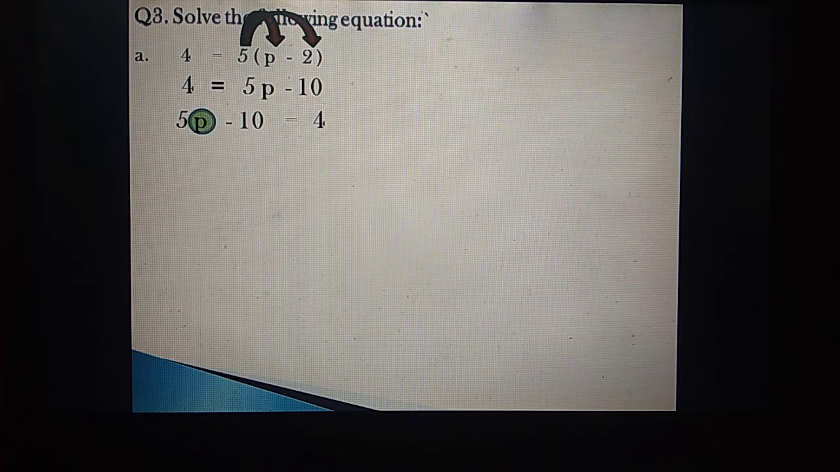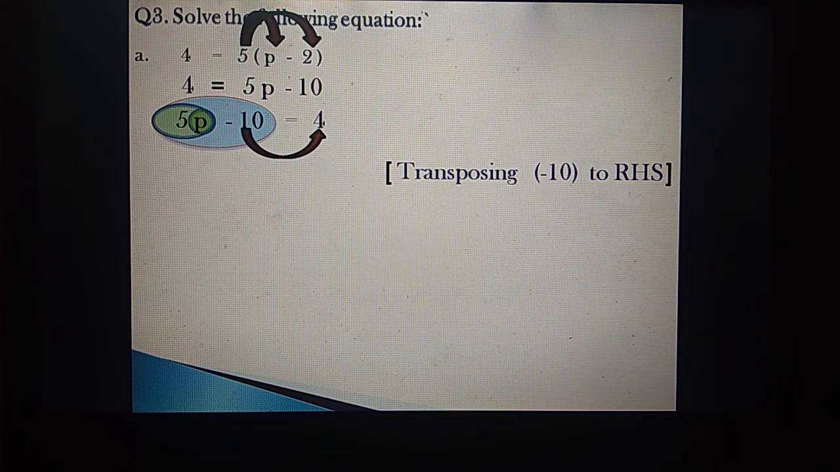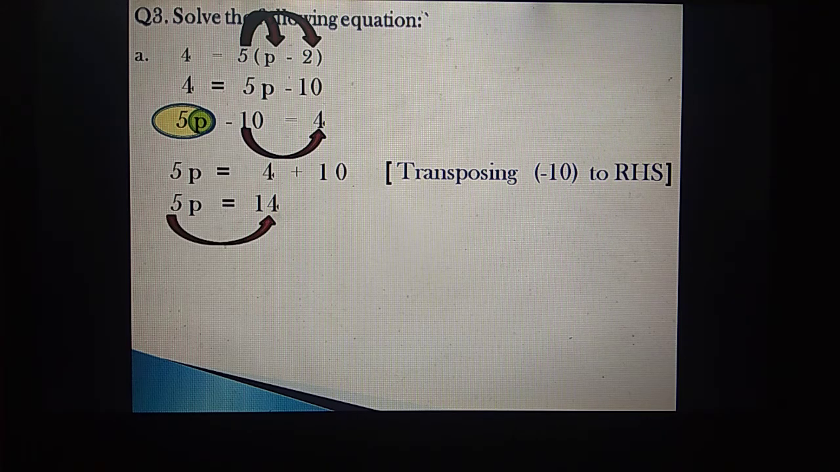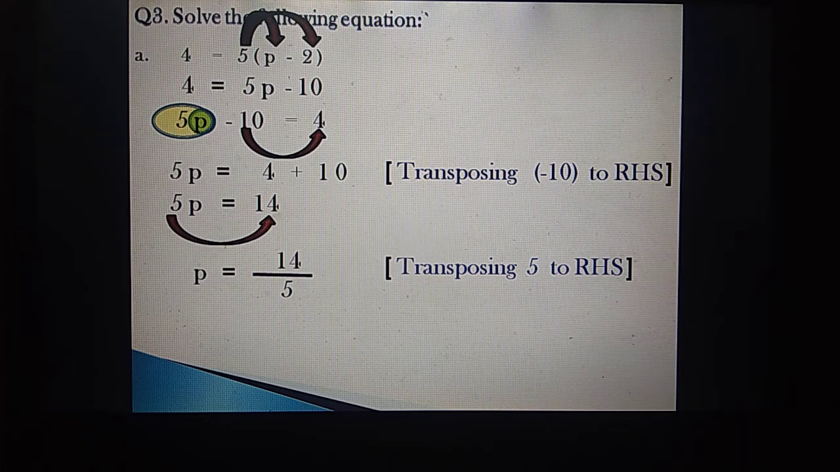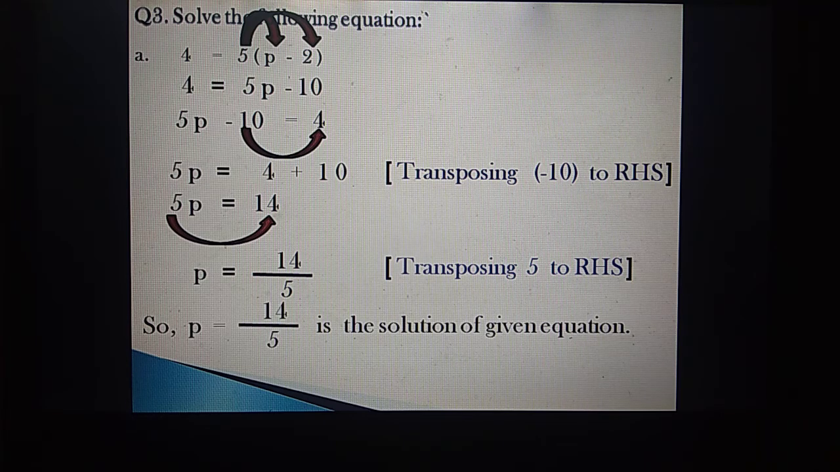First highlight the part. Outermost circle, it's minus 10. We will shift this minus 10 now. This minus 10 will become plus 10. Solve the right hand side. We will get 14. Now in the outermost is 5. Right now we are multiplying 5. When you transpose it, you are supposed to divide. So p will be 14 upon 5. As you know, 14 is not divisible by 5, and p is the only variable left on the left hand side.